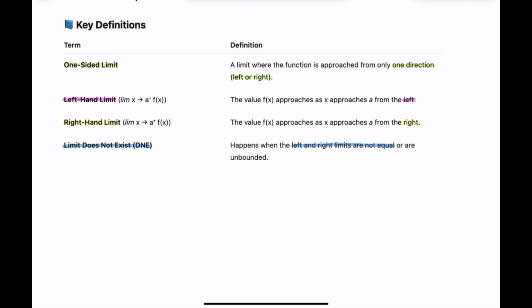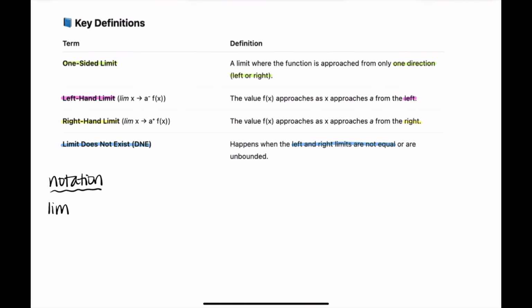A right-handed limit is where the value of f of x approaches as x approaches a from the right, and the limit does not exist, or shorthand we say DNE. This happens when the left and right-handed limits are not equal or are unbounded.